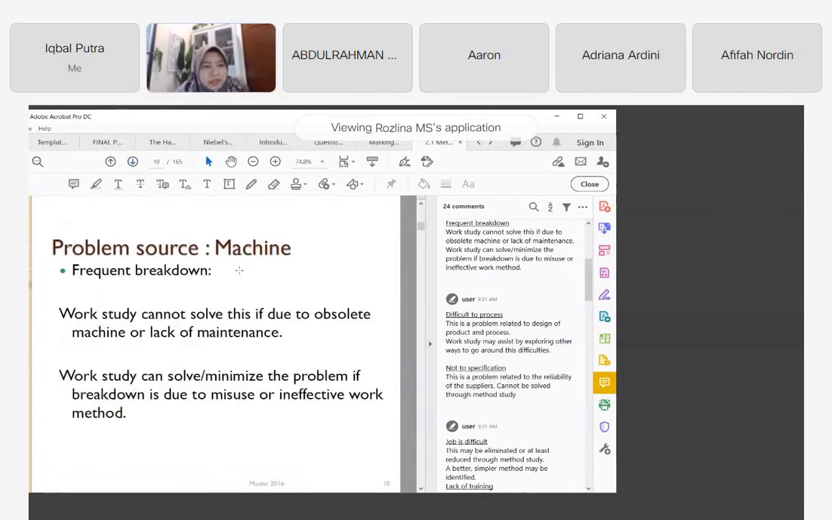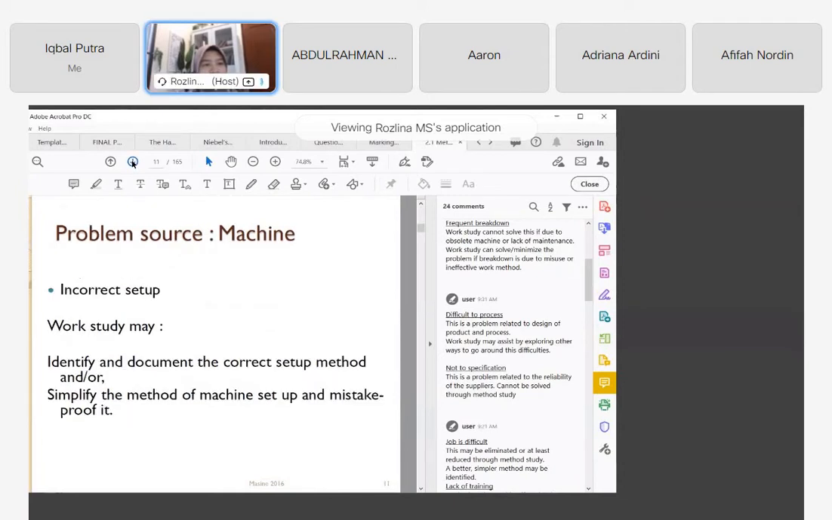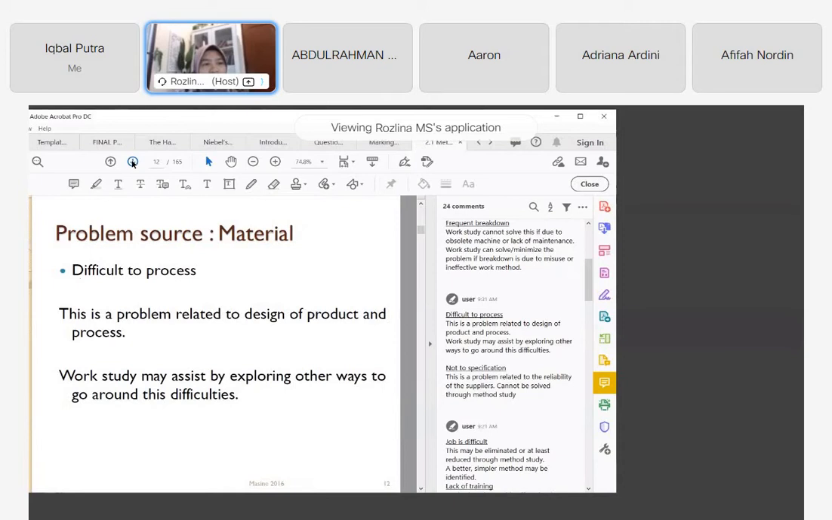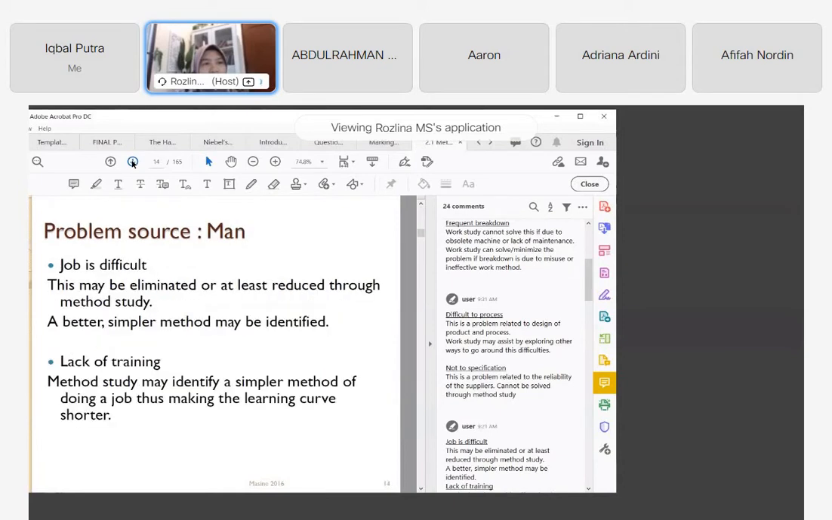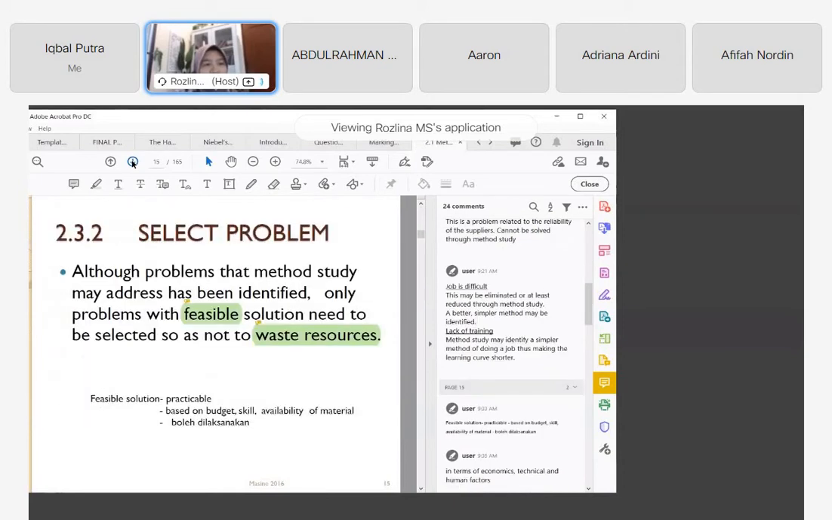Okay, this one I have mentioned earlier. Same thing: incorrect setup, difficult to process, not to specification, job is difficult, lack of training.